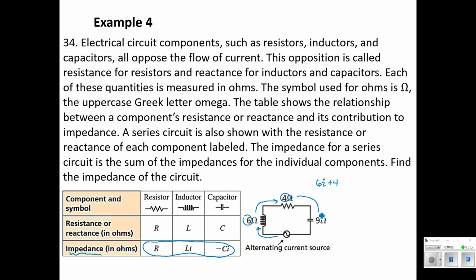Okay, then we keep going, and we finally get to a capacitor, which is minus Ci. So here's this 9. That's our C value. So minus C, 9i. That's it. That's all they want us to do. Sum up those components and put i's where they need to go. And if we combine that together, we get 4 minus 3i for the impedance of that whole circuit.